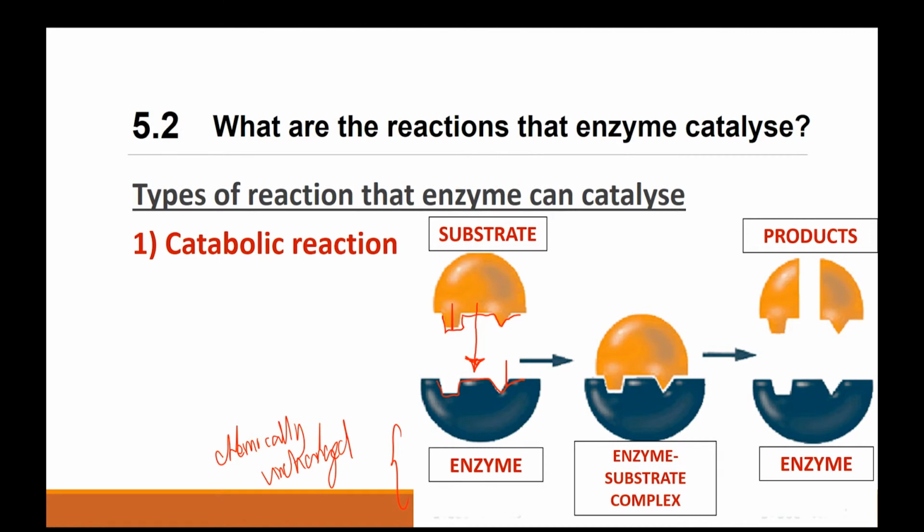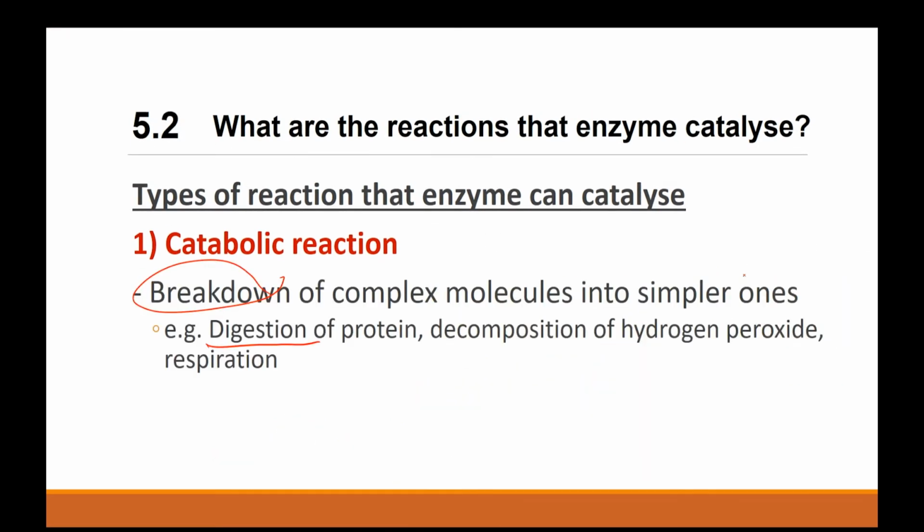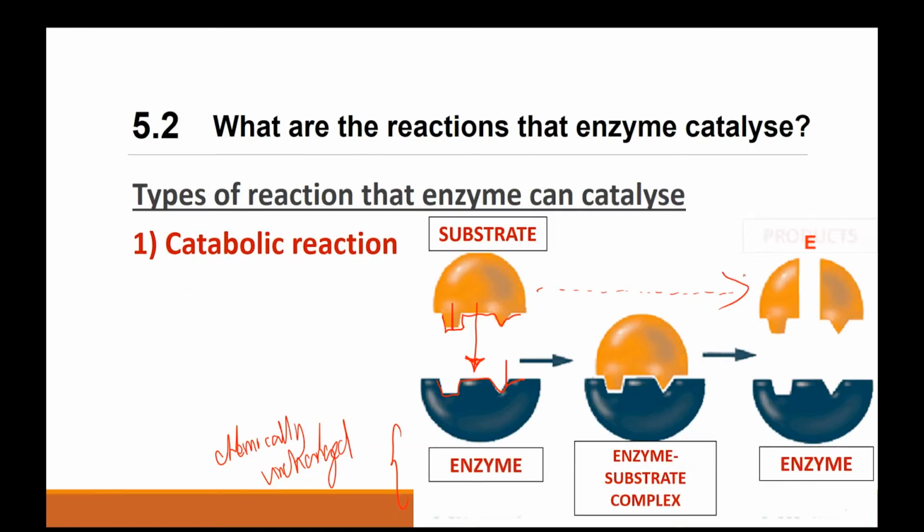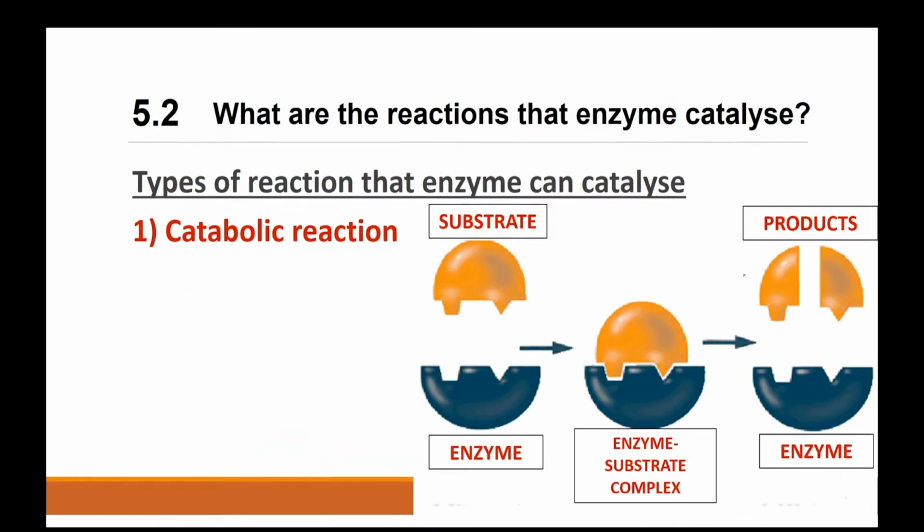So what is the change over here? What you realize is that the substrate actually went from a very big molecule to two smaller molecules, and this is the characteristic of a catabolic reaction. A catabolic reaction is when you break down large molecules into simpler ones. Okay, let's take a look at an animation to see what it means.